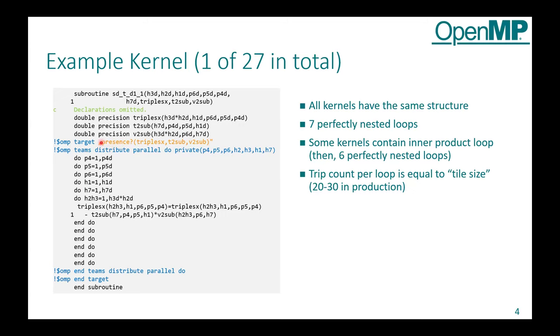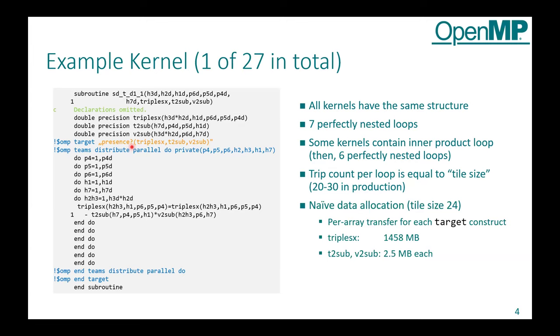If you don't do map clauses, the compiler adds a presence check, which can either become a map clause if needed, or if the data is already present, it basically ignores that mapping. Now, if you do a naive data allocation, either with implicit map clauses, presence checks by the compiler, or explicit map clauses, what you'll find is that the triplesX array is to the power of 6 of the tile size. So for a tile size of 24, the triplesX array consumes about 1.5 gigabytes. And the T2 and V2 arrays both consume about 2.5 megabytes.